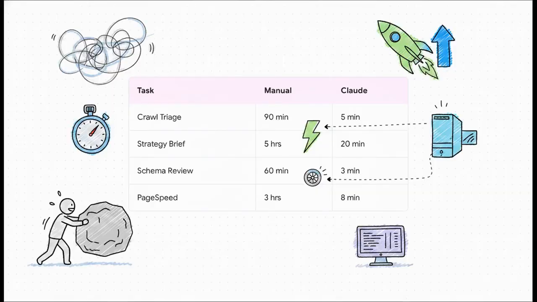Just look at these before and after numbers. It's wild. Triaging a Screaming Frog crawl used to take 45 to 90 minutes? Now, it takes 5.